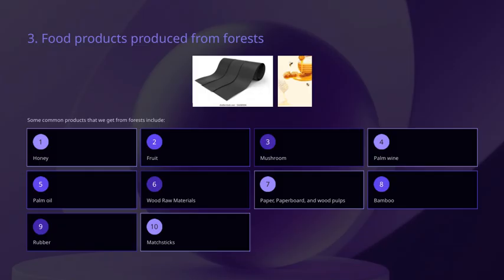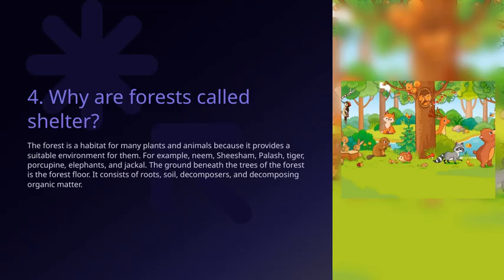All these products highlight how forests are not just about trees and plants. They provide us with a wide range of food and raw materials that are integral to our daily lives and economies. Why are forests called shelter? Well, the forest is truly a habitat for many plants and animals. It provides a suitable environment where they can thrive. For instance, you might think of trees like neem, shisham, and palash, which are common in forests.